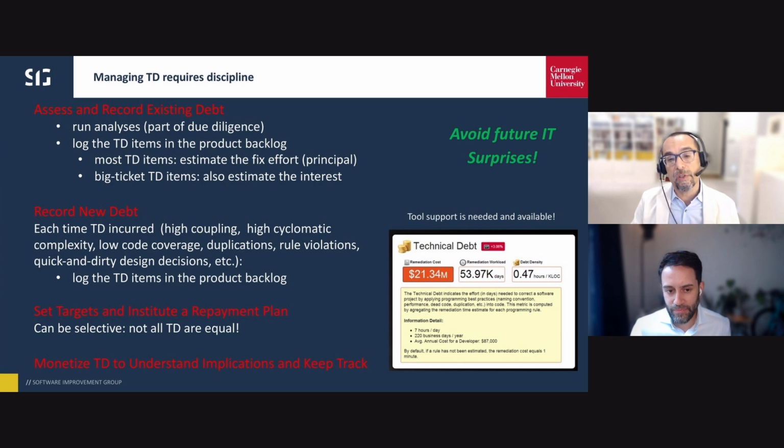Then the third thing is, if we want to be disciplined, to set targets and institute a repayment plan. So once we know where we are and we're keeping track of TD, what is our tolerance level? How much technical debt shall we tolerate before we actually do something about it? Are we going to have a strategy where we pay it back in installments? Are we going to have a software development process where TD repayment or refactoring is basically part of it? It is an ongoing thing. And here, we don't have to be in an all or none kind of situation.